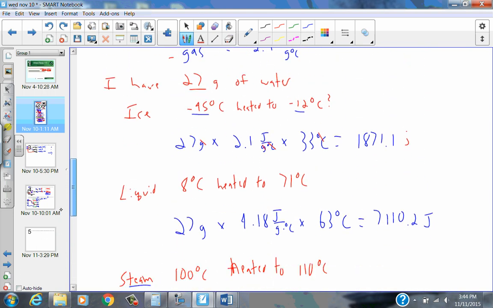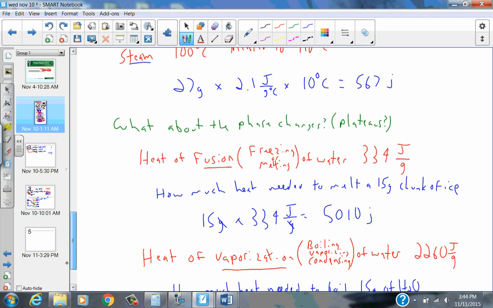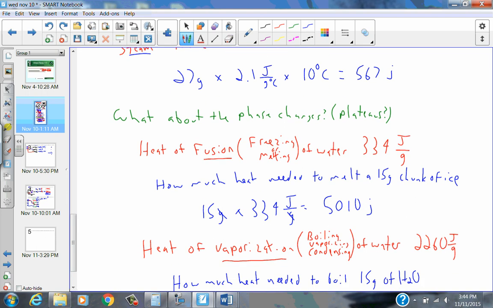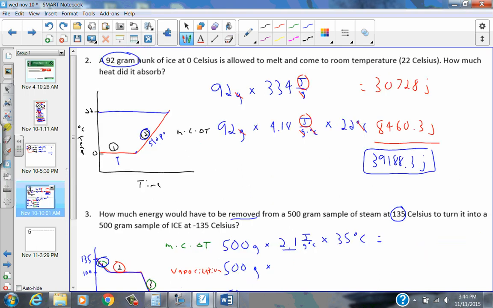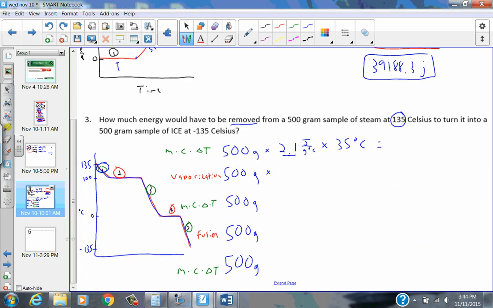That could really goof things up. Heat of fusion of water. Heat of vapor. Oh, there it is. 2260 joules per gram. Sorry about that. Just wanted to make sure I had my stuff in order. 500 times 2260 joules per gram. That one's set up.